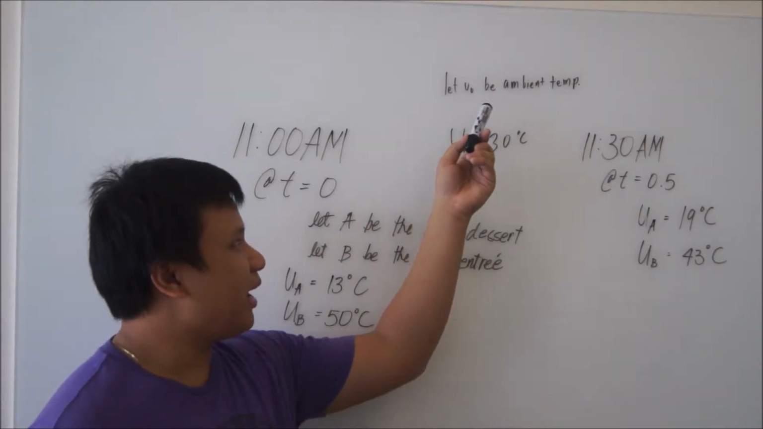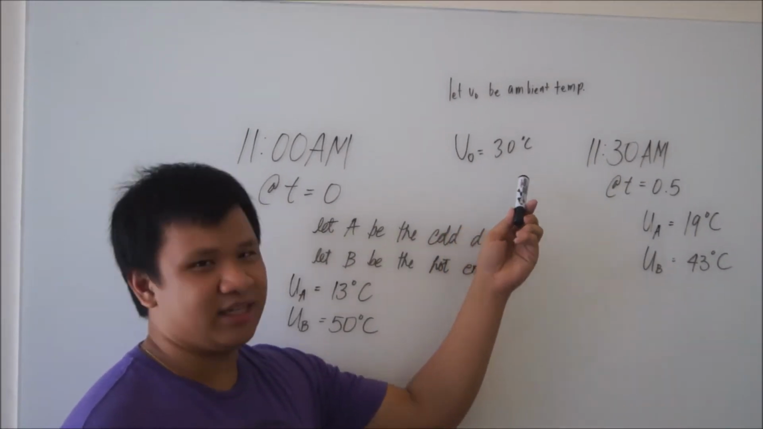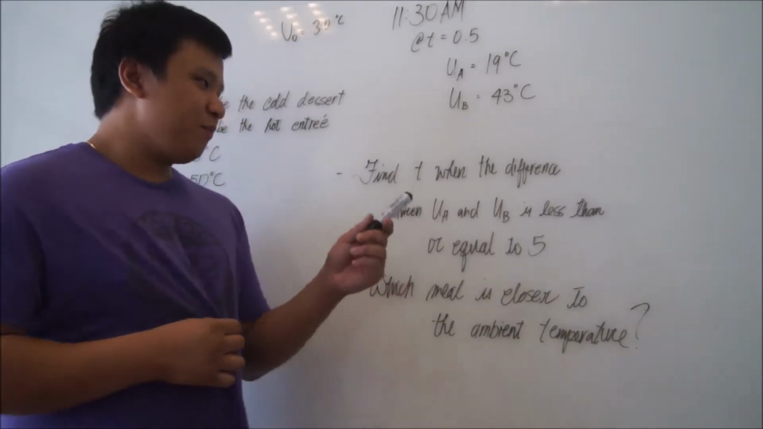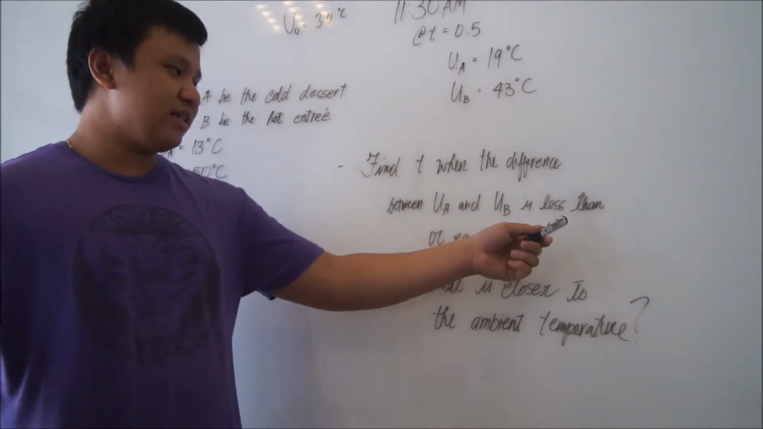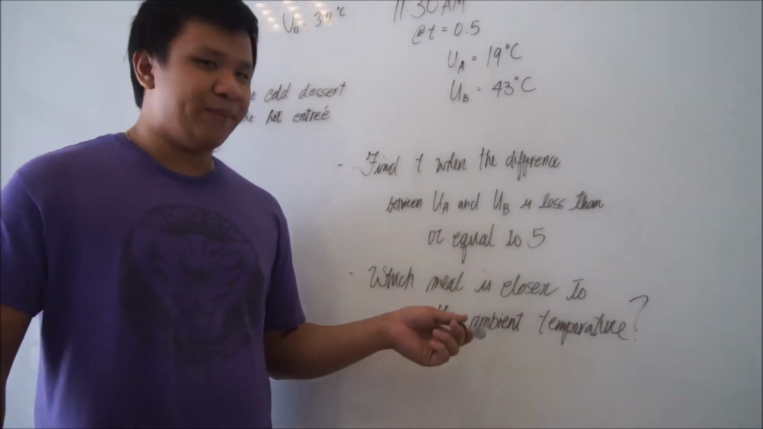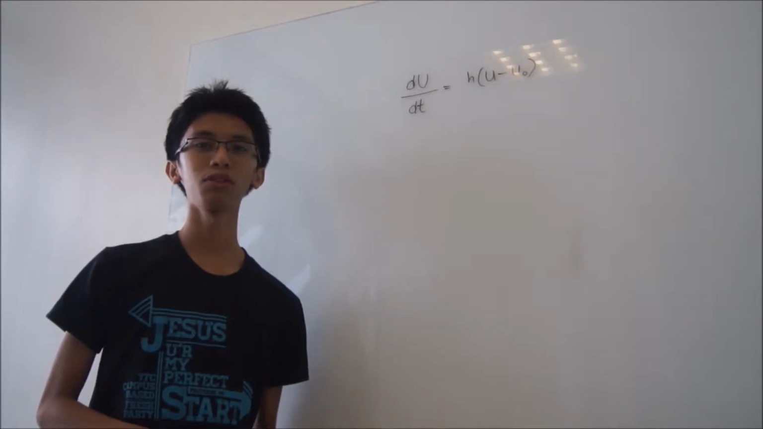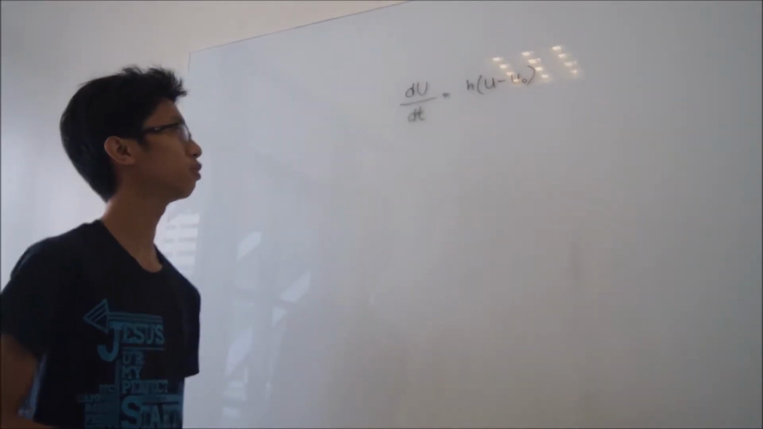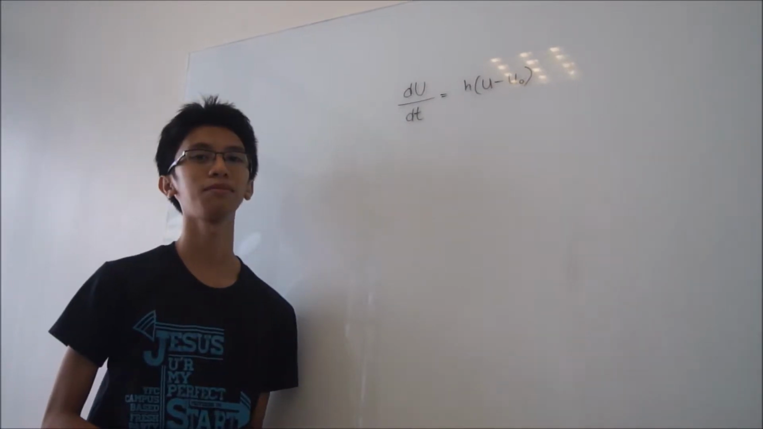Let UO be the ambient temperature, and UO in this case is equal to 30 degrees Celsius. So now, we have to find T when the difference of UA and UB is less than or equal to 5, and which meal is closer to the ambient temperature of 30 degrees Celsius. In this problem, we will use the formula for Newton's law of cooling, which is du over dt equals h quantity u minus u sub o quantity.